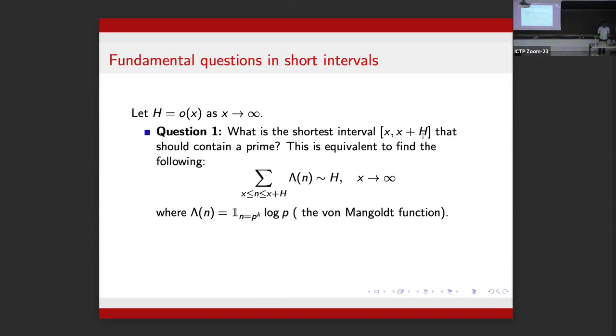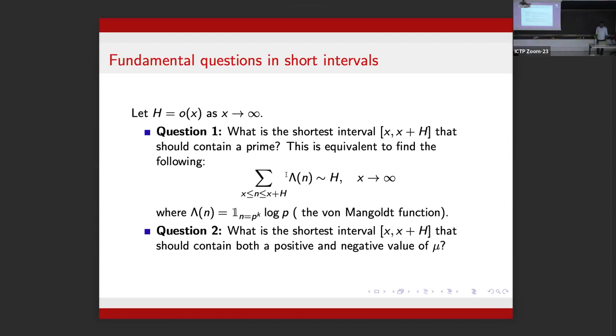Now, the two most fundamental questions in short intervals. What is the shortest interval that contains a prime? This question has been studied since the beginning of the 90s, but there is still a lot of scope to study because the problem is open. Counting primes in short intervals is equivalent to showing an asymptotic formula for the summatory function of lambda, where lambda is the von Mangoldt function, which takes the logarithm of p when n is a prime power, and otherwise is zero. So this is kind of equivalent.